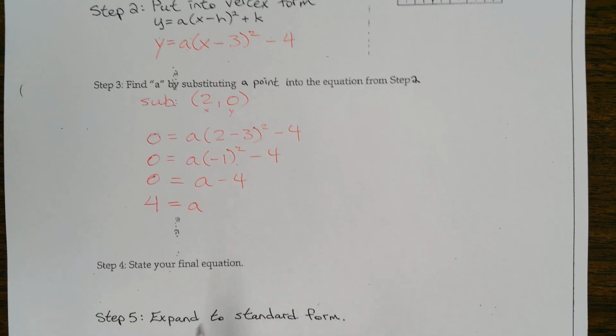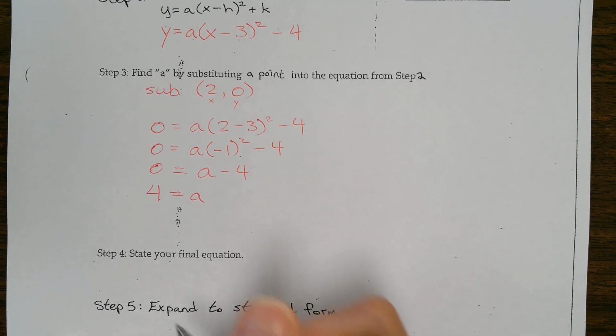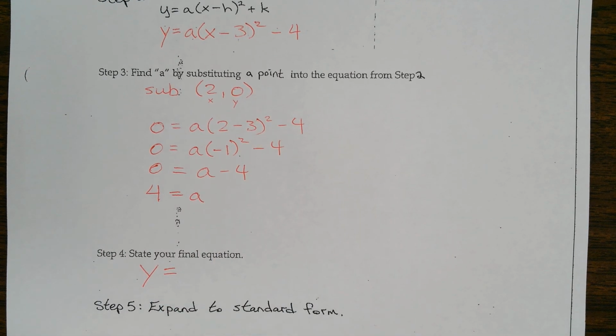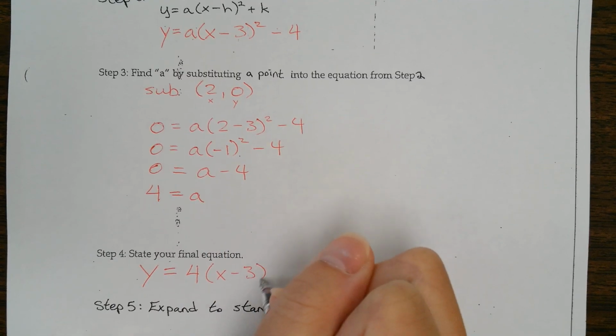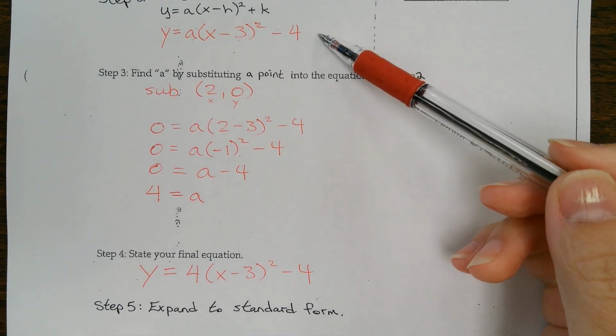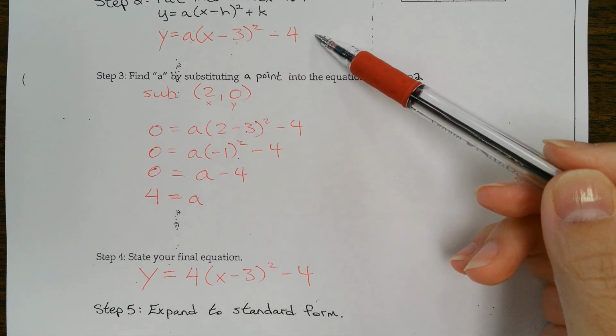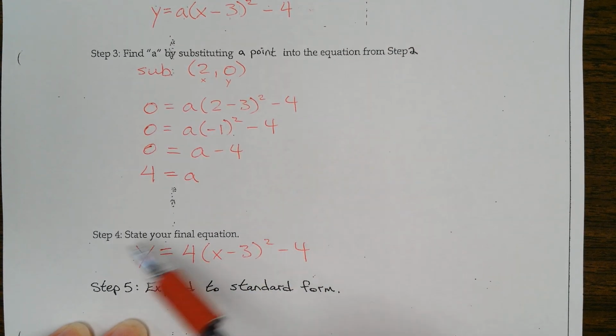Okay, so now that we know what a is, we can state our final equation. What is my final equation then? y equals? Yep. y equals 4 times (x minus 3) squared minus 4. Perfect. So all I did different was substitute the a in my step number 2. I replaced the a in step number 2. Now I have this equation.